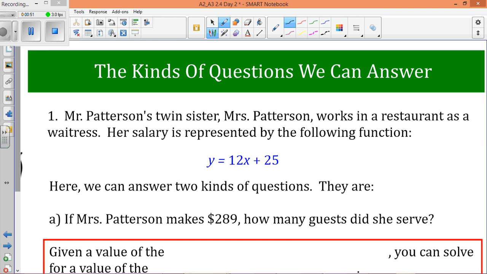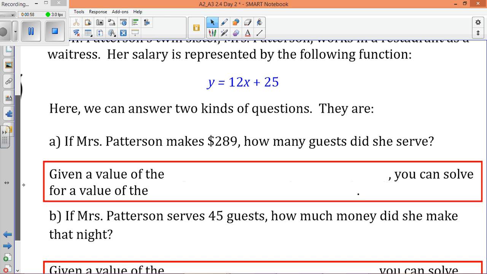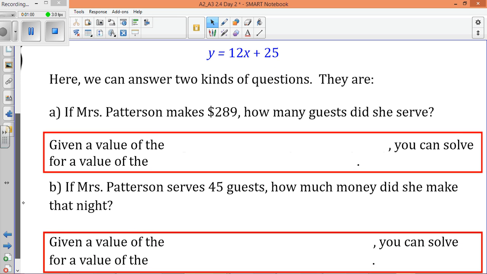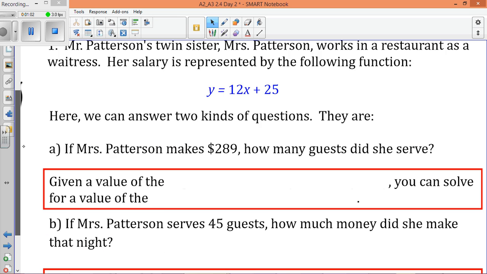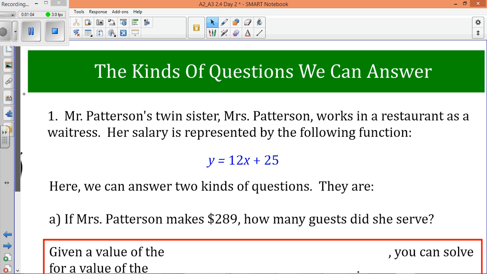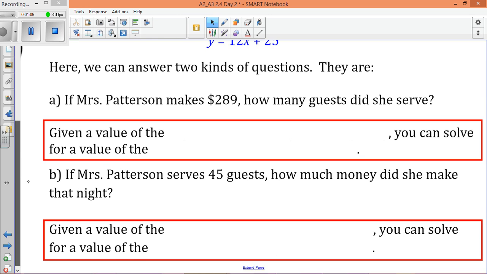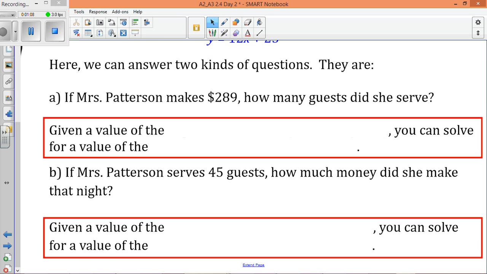Okay, so Mr. Patterson's twin sister, Mrs. Patterson, works in a restaurant, right? So we know that, and we have the same function. So basically what we're doing here is we're answering two types of questions, essentially. In the first type of question, Mrs. Patterson makes $289. How many guests does she serve?